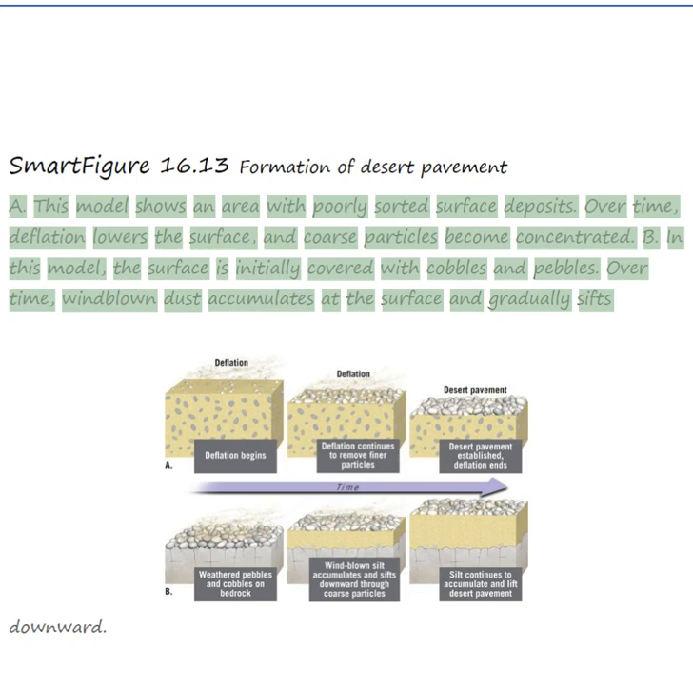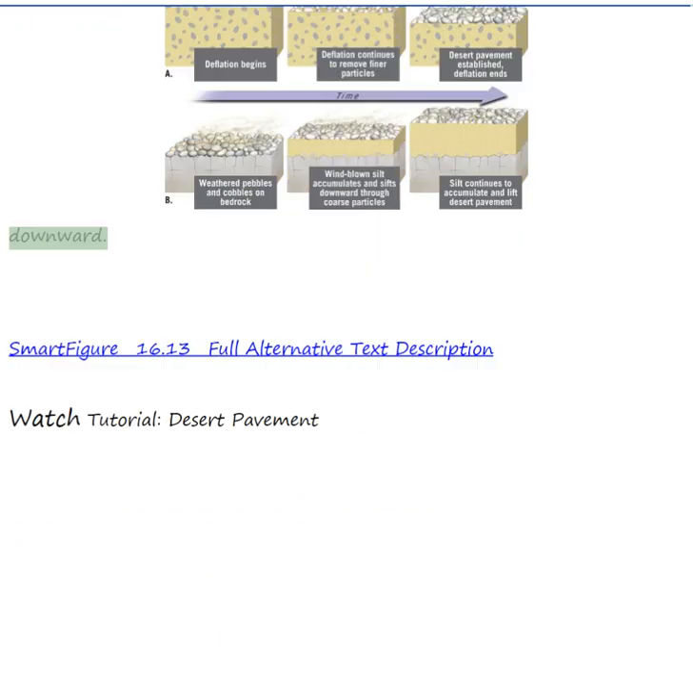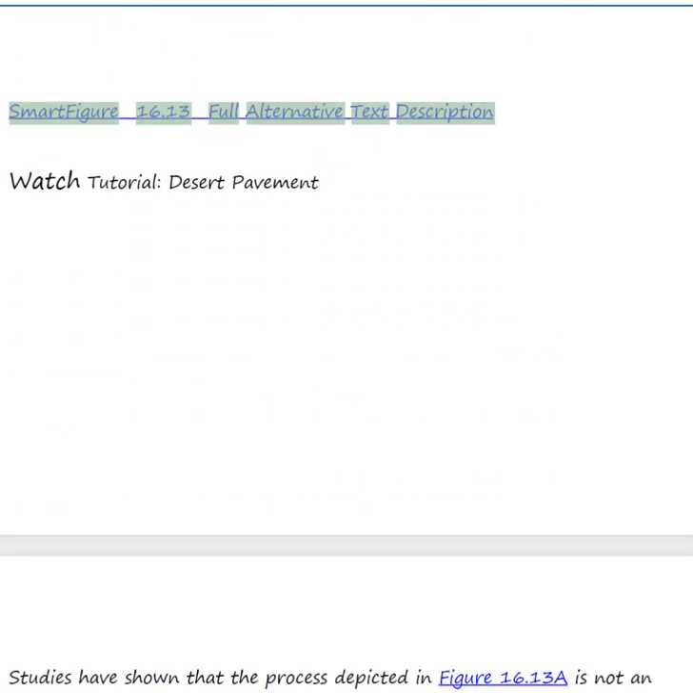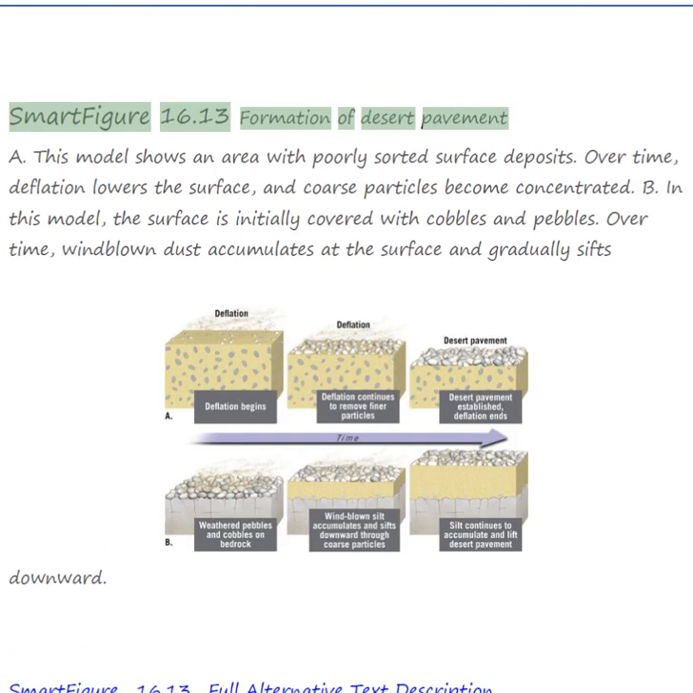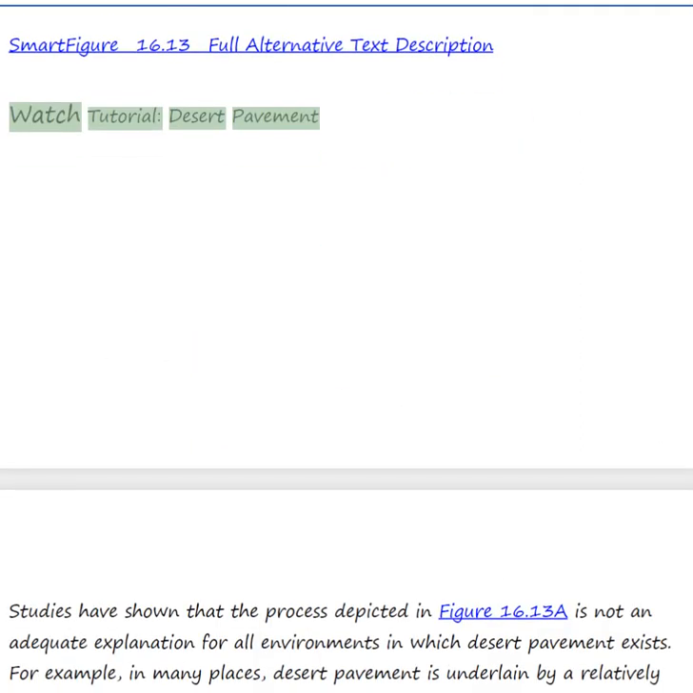This model shows an area with poorly sorted surface deposits. Over time, deflation lowers the surface, and coarse particles become concentrated. In this model, the surface is initially covered with cobbles and pebbles. Over time, wind-blown dust accumulates at the surface and gradually sifts downward. Smart Figure 16.13 Formation of desert pavement. Watch tutorial, Desert pavement.